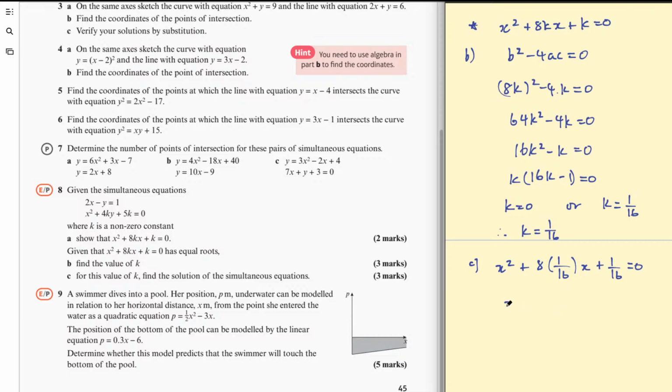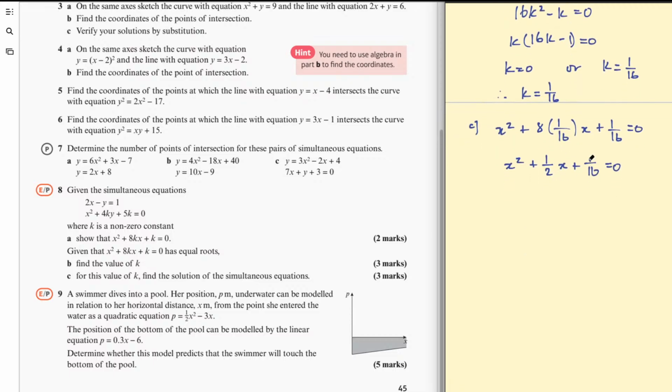to 0, and then x squared plus a half x plus a 16th equal to 0. And maybe you can see that we can actually factorize this. It's a bit of a funny one because we have two fractions, but maybe you can see the factors of 1/16 that make a half. This would be x plus a quarter multiplied by x plus a quarter.